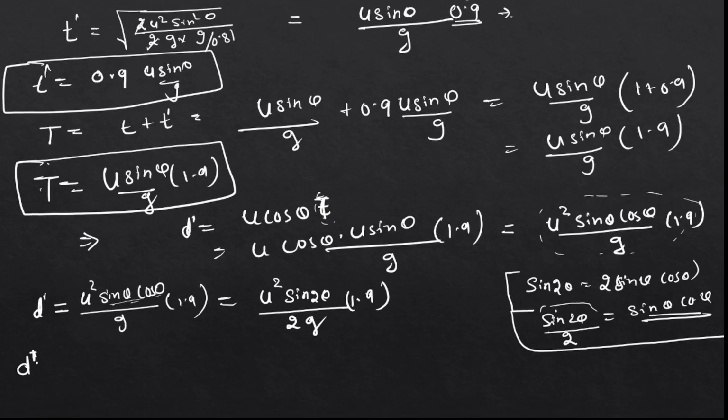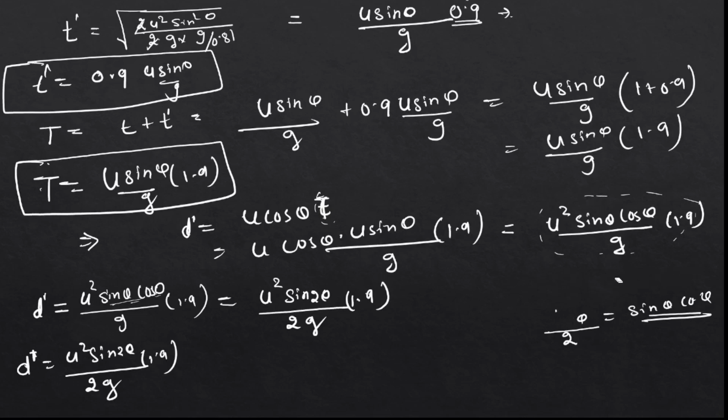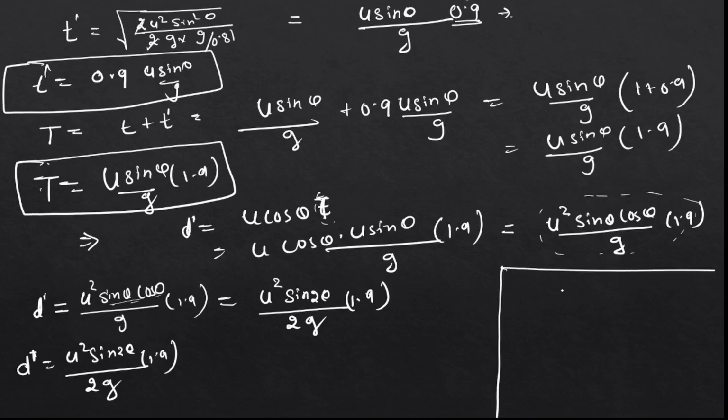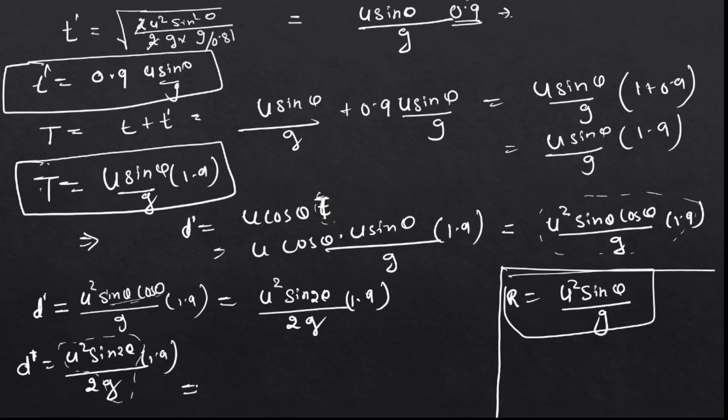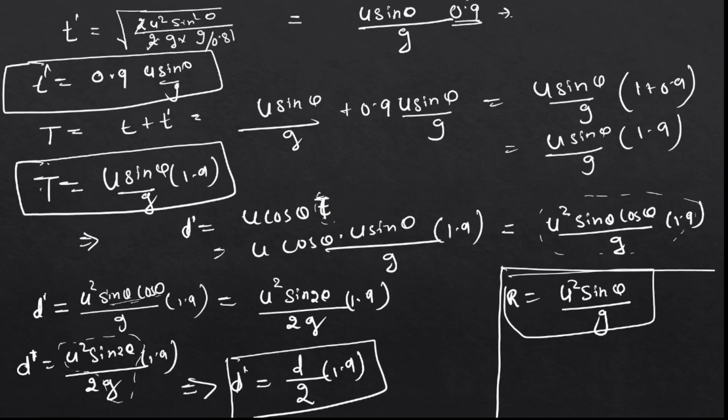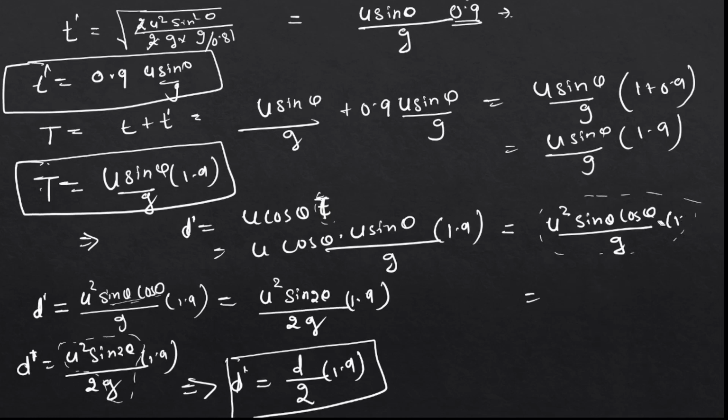Now see, this d dash is equal to what, now we know the formula for range. Let me just clear it. We know what is the range of a projectile. Range of a projectile is what, this is the range of a projectile, and what we are getting is this range divided by 2. That means the new range of this projectile is its normal range divided by 2 times 1.9, right? This is the new range that we have been getting.